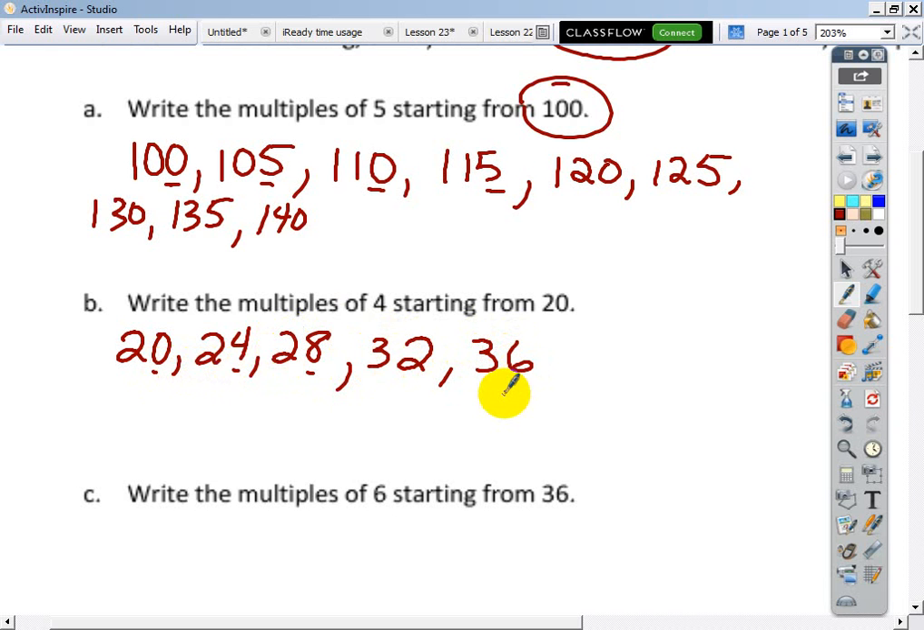36. Go ahead and write the rest, as many as you can get on here, counting by 4s, as high as you can get in a minute. Now walk around and check your work. Pause this, fill that up as best you can, raise your hand, I'll take a look at it.